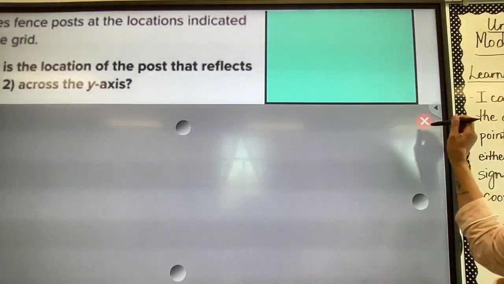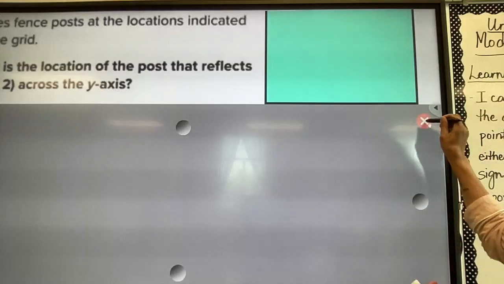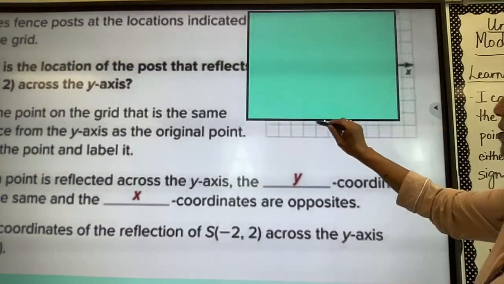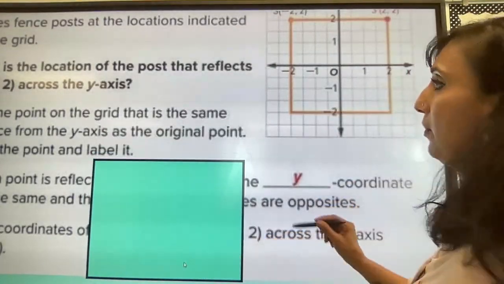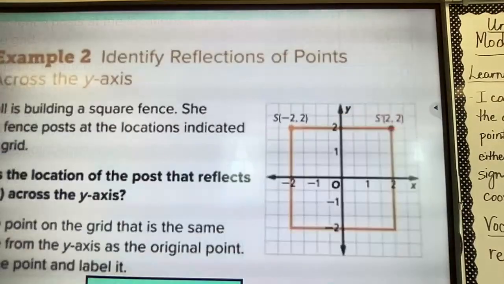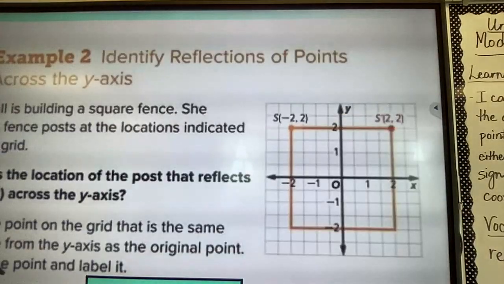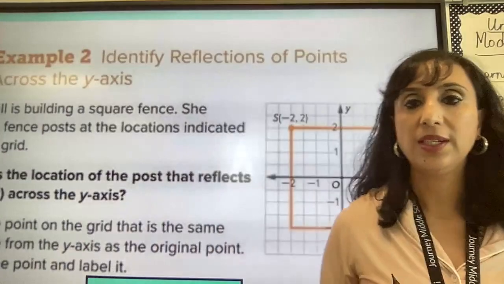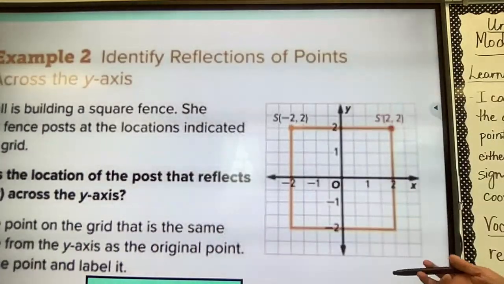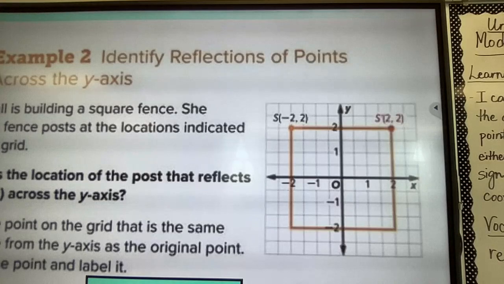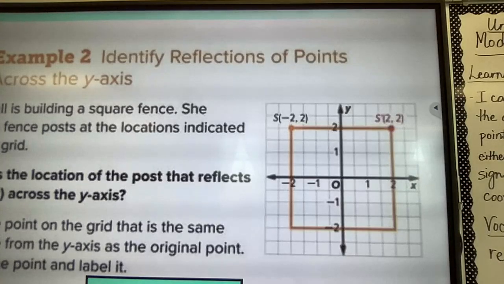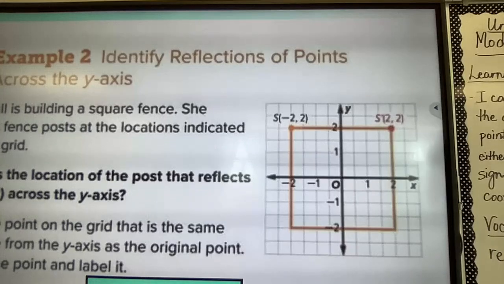I'm just going to show this to you because I just kind of showed you what reflections are. So if I move this out of the way, I'm going to pull this down a little bit. So let's look at that one. And then I'm showing you the reflection over here also. So we are finding the point on the grid that is the same distance from the y-axis as the original point. And then we're going to graph the point and we are going to label it.